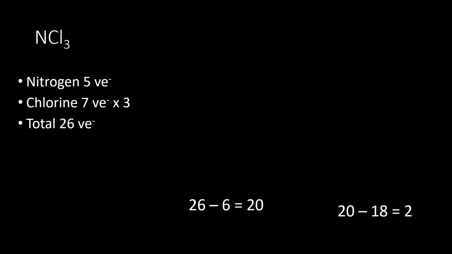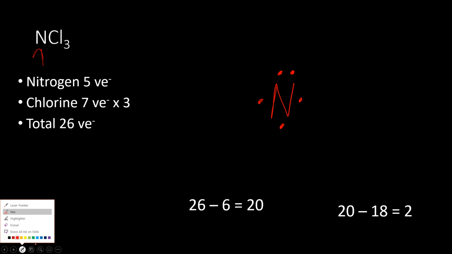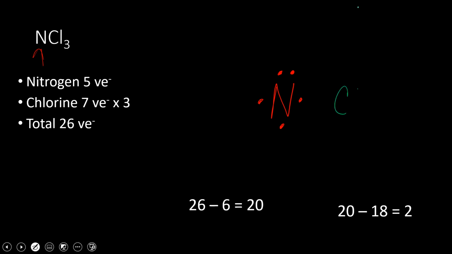So nitrogen with 3 chlorines. Nitrogen has a total of 5 valence electrons. So we're going to put 5 electrons around nitrogen. And then chlorine, and I think chlorine's more of a green. Chlorine has 7 valence electrons, right? 1, 2, 3, 4, 5, 6, 7. And you see how this electron's all by itself and this electron's all by itself. So they're going to want to get together and bond.